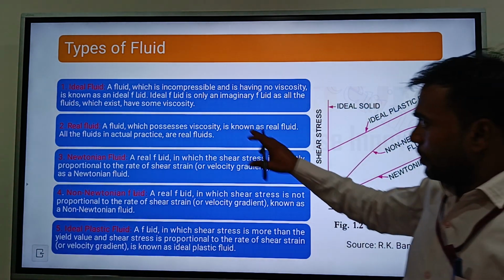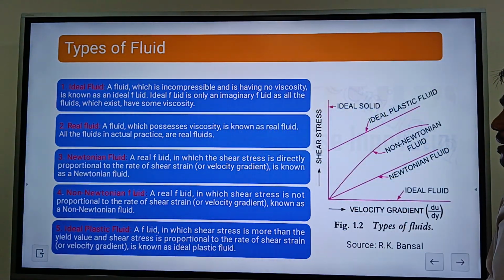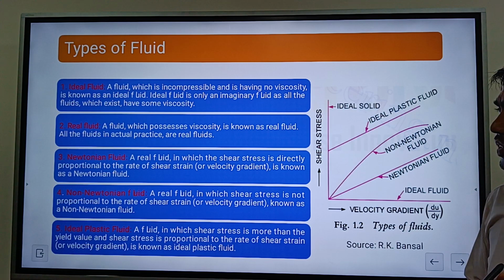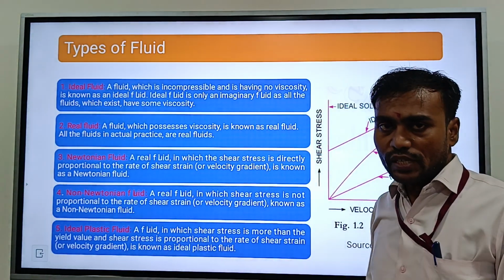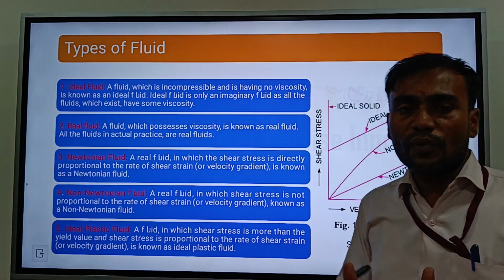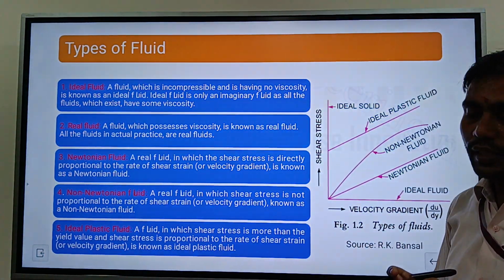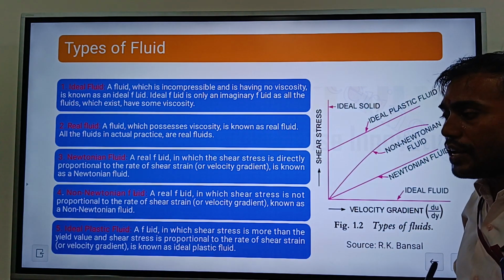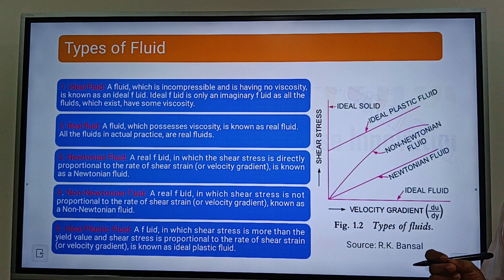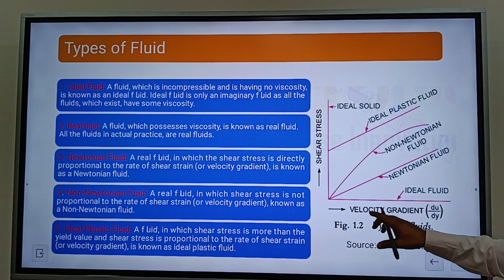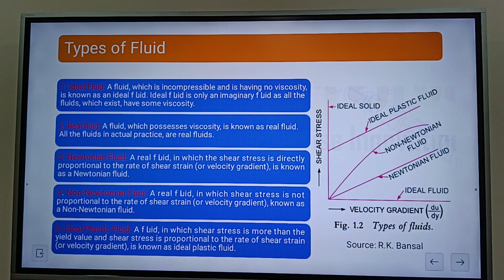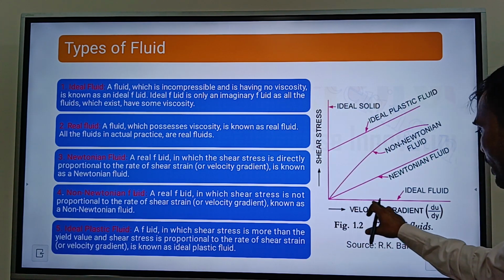Further, an ideal fluid is only an imaginary fluid, as all the real fluids which exist have some viscosity. Means ideal fluid is basically a hypothesis, or an imaginary concept, but in reality there is a certain value of compressibility and viscosity. Okay, if we see the diagram here, which represents the shear stress and velocity gradient, the ideal fluid is basically represented along the x-axis.